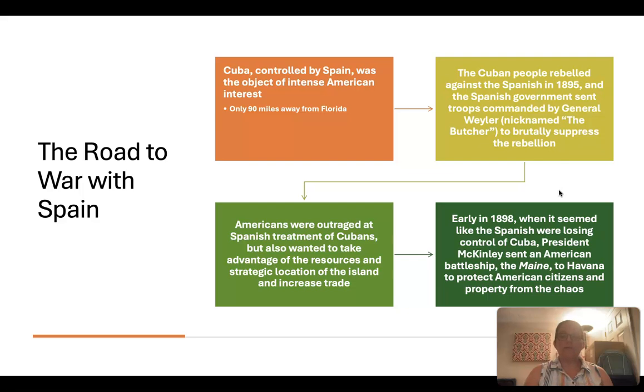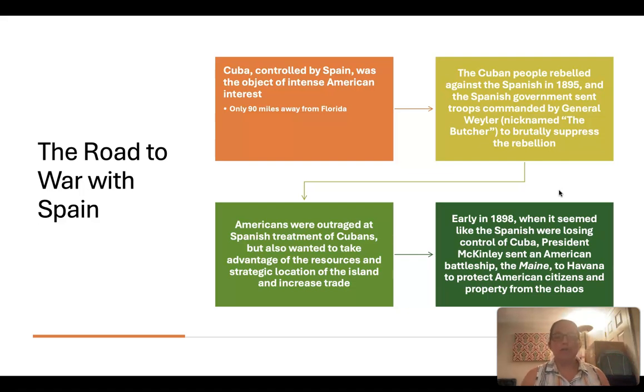Well, it all has to do with Cuba, the island of Cuba. Spain, of course, had been a very strong imperial power in the Caribbean and in South America, but by the late 19th century, they are struggling. The Spanish are struggling to hold on to their last remaining colonial holdings. And particularly Cuba had been struggling for its independence for years against the Spanish.